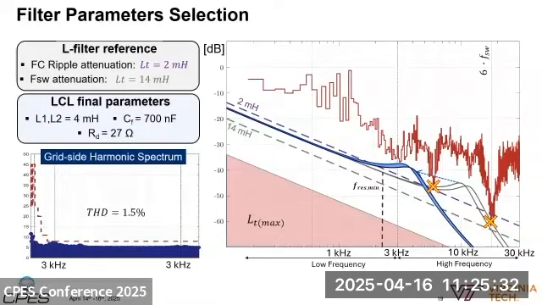So by following this, we are able to select the parameters L1 and L2 at 4 millihenry and the filter capacitor at 700 nanofarad with RD of 27 ohms. And as you can see on the bottom left side, the THD is 1.5%, and all of the individual harmonic spectrum is below the requirement.